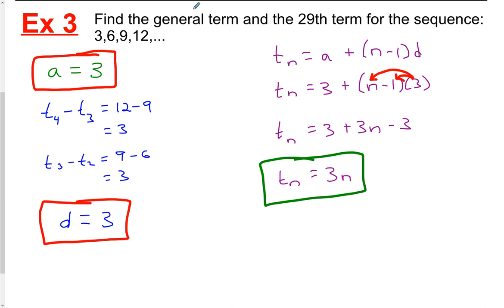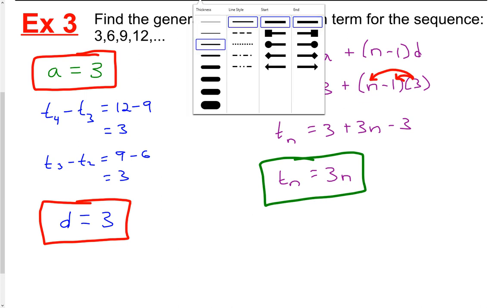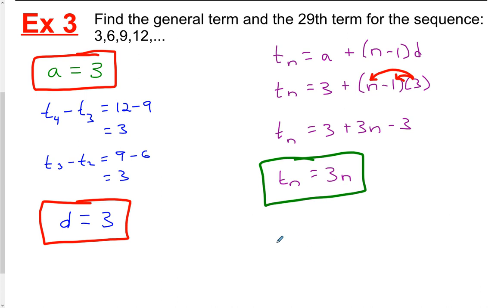Now we said we wanted to find the 29th term. So all we need to do to find the 29th term is take our general term, sub in a 29, and we'll see what we get. So that's going to be 3 times 29 for the 29th term. We put in the 29 where there was the n, and so that's going to be 87. So I can say, therefore, the 29th term is 87.